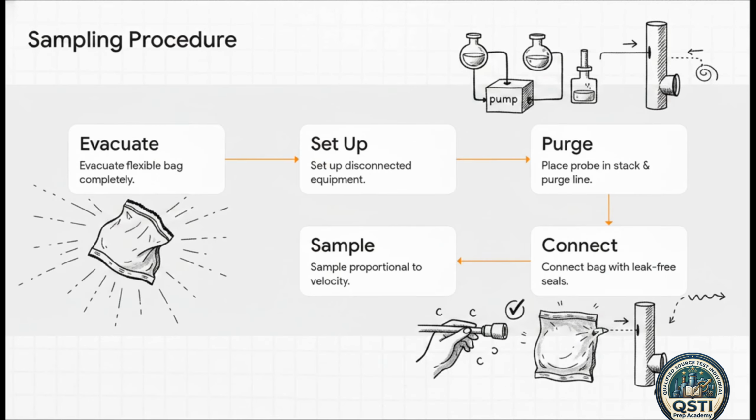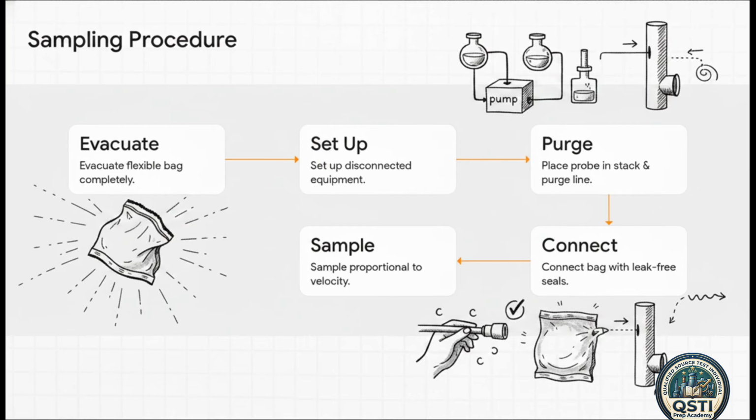All right, once you're on site, the operation follows a really strict sequence. Step 1, completely evacuate that flexible bag or tank. It needs to be totally empty. Step 2, set up your disconnected equipment just like the schematic we just looked at. Step 3 is absolutely critical. Place the probe in the stack and purge your sampling line. You've got to flush out any ambient air so you're only capturing true stack emissions.